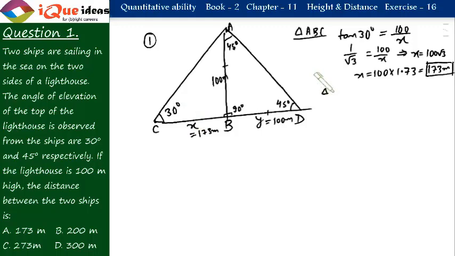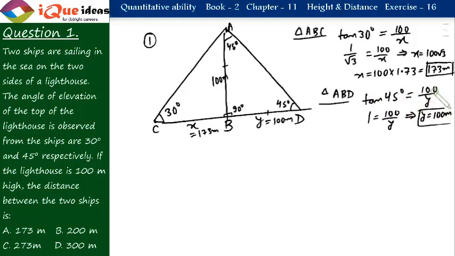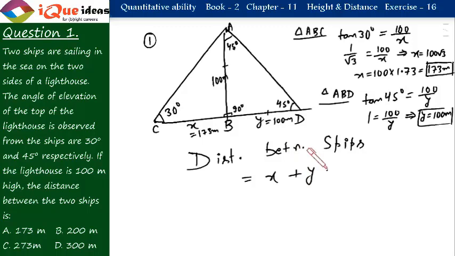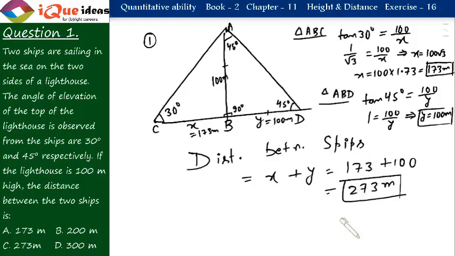Or you can use the tan value also. In triangle ABD, tan 45 degrees is equal to 100 upon y, and we know that tan 45 degrees is 1, so 1 equals 100 upon y, so y equals 100 meters. Now the question is asking the distance between the ships, which is x plus y. So it is 173 plus 100, which is approximately 273 meters.